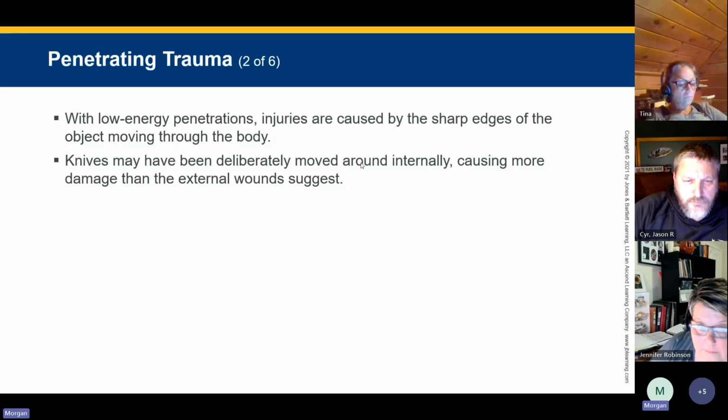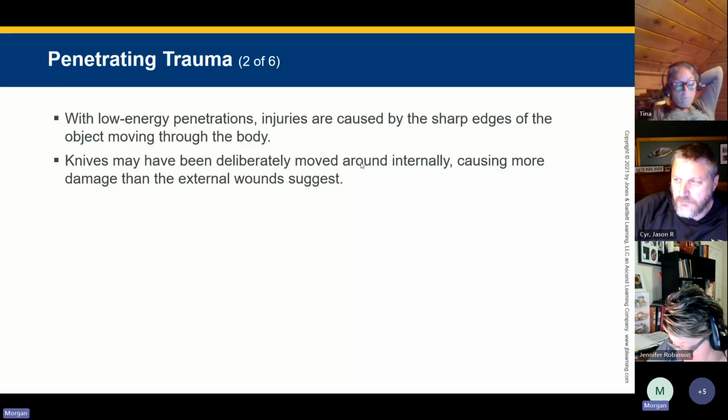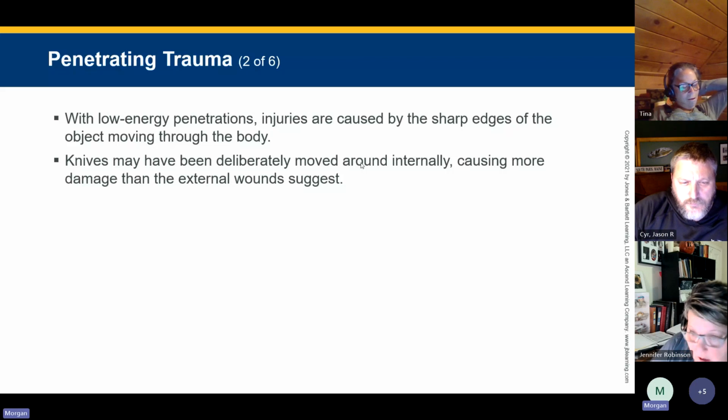With low energy, is this like sharp injuries? So they're just cutting or lacerations. Knives can be deliberately moved around, like the twisting motion to get more of their organs. Just like somebody really pissed you off.